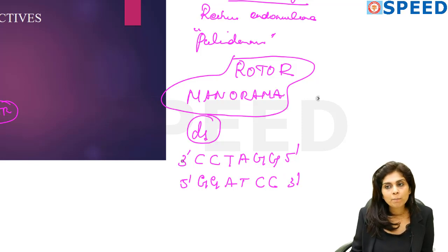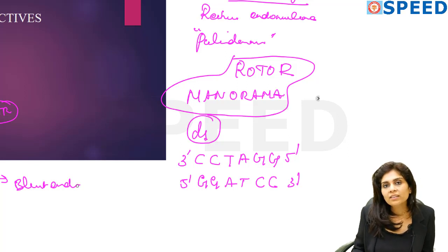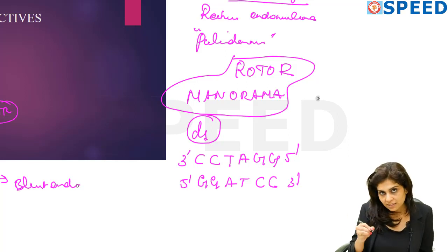Now, depending upon how an enzyme cuts this palindromic sequence, restriction endonucleases are of two types. One is a sticky end producing restriction endonuclease, and the other one is a blunt end producing restriction endonuclease. So what does a sticky end producing restriction endonuclease do? This enzyme cuts both the strands at two different sites.